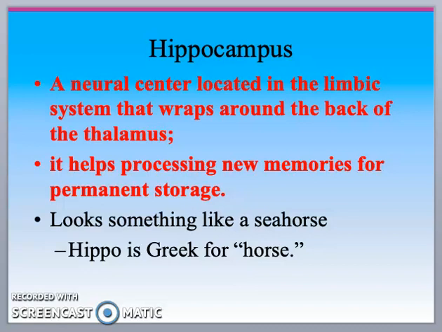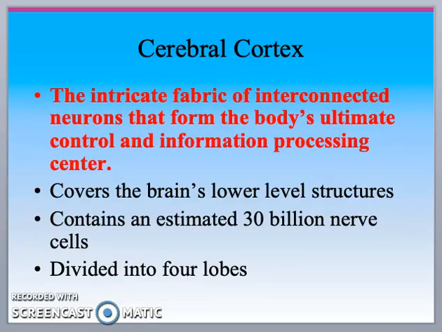Now you may say, well, are we talking about the four-legged thing that runs around the field? No. What we're talking about is a seahorse. That's what they would say back in the old days. And hippo was the Greek for horse, not a hippopotamus. And a hippopotamus does not look like a horse anyway.